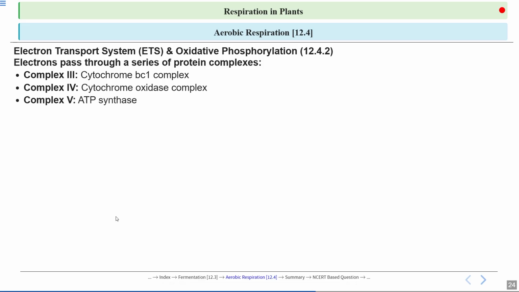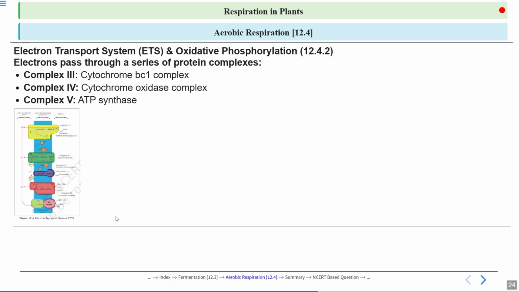And then finally we have complex 5 or ATP synthase. This is the complex where ATP is actually made. Here in the diagram you can see this is complex 4, which is cytochrome C oxidase, and then this is complex 5, which is ATP synthase.